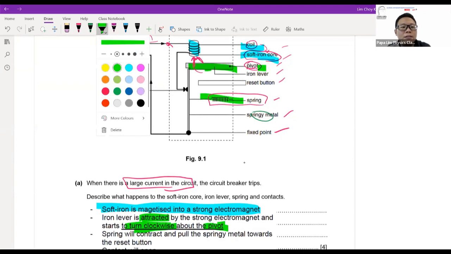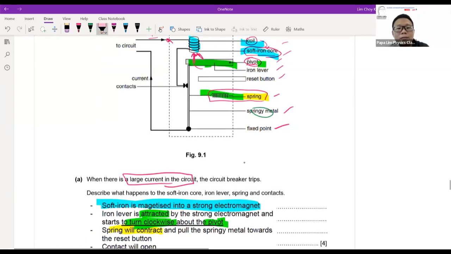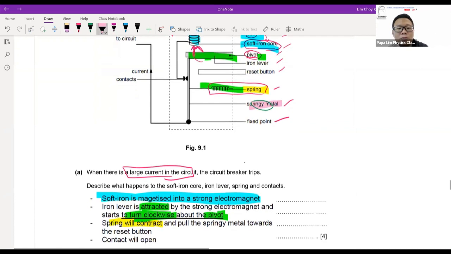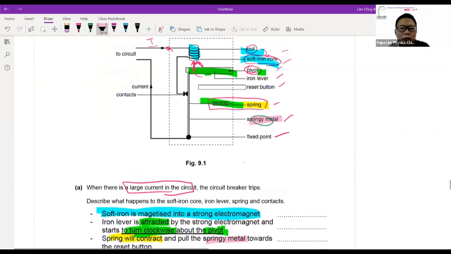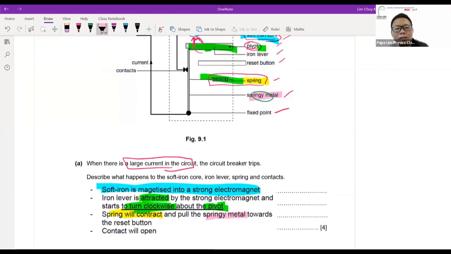Then the next instance is that the spring will contract. It will pull back because it was being stretched just now. Now that the iron lever is gone, the spring will pull back. And when it pulls back, the springy metal will take effect. The springy metal will move towards the right side of the setup, and it will move clockwise, to the right, about the fixed point.